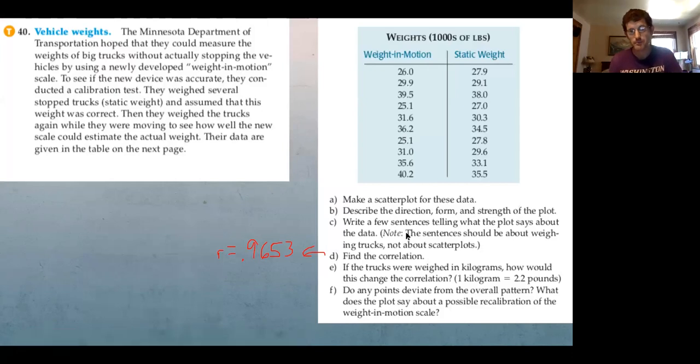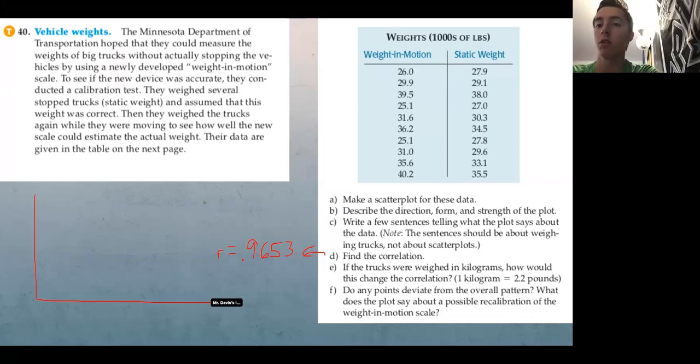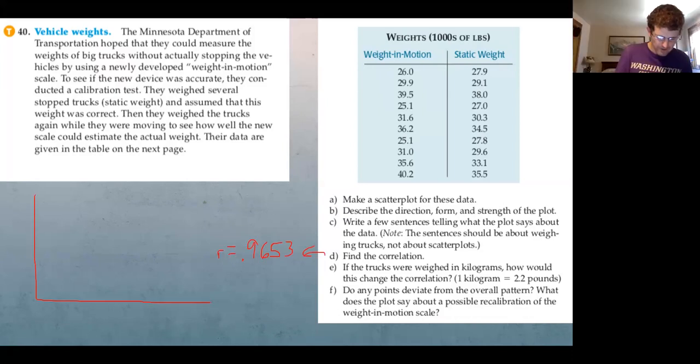And if this is an FRQ, you'd want to write that in a full sentence. There's no change in the correlation by converting the weights from pounds to kilograms because it's only affected by z-scores. All right, the last one. Do any points deviate from the overall pattern? Let's just answer that one first. You can just say yes or no. No. Yeah, I would say no. I don't see anything that really deviates from the pattern.